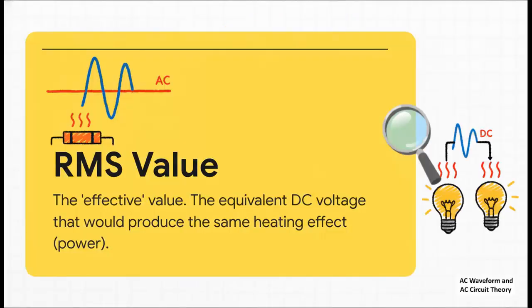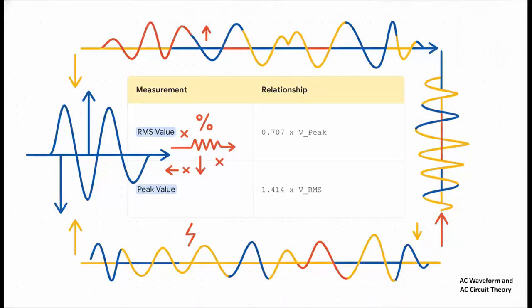And that smarter way is called the RMS value, which stands for root mean squared. The best way to think about it is as the effective value. It answers this question: what DC voltage would give you the exact same amount of power, the same heating effect, as this constantly changing AC waveform? It's what we call the work-doing equivalent. And the great news is, converting between the peak value of the wave, its amplitude, and this useful RMS value is super straightforward. The RMS value is always about 70.7% of the peak, and the peak is about 1.414 times bigger than the RMS value.